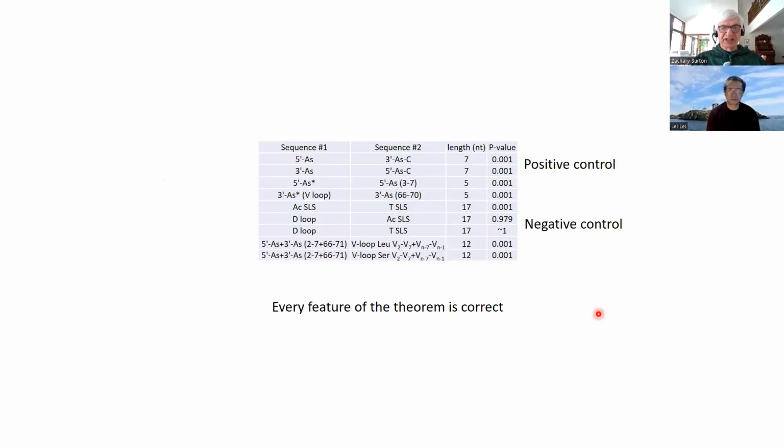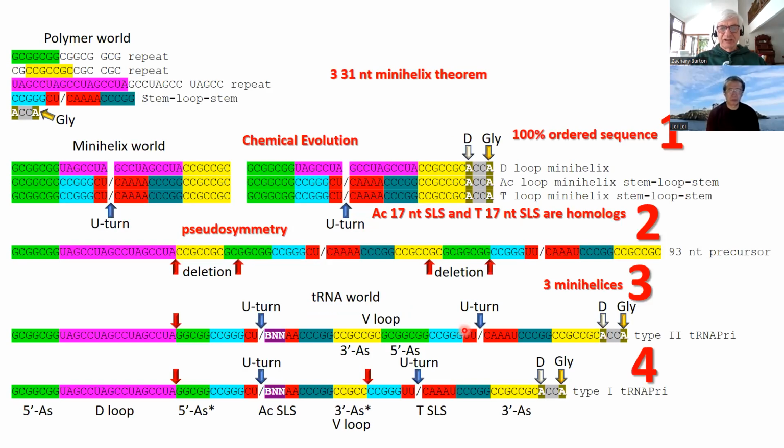And here's a bunch of statistics that says what I just said. So every feature of the theorem is correct and demonstrated by statistical tests without details. All of this is published if people are interested. Okay, so this is the 331 nucleotide mini-helix theorem. So why is it called that? So here are 3 different mini-helices, and tRNA was made out of these 3 mini-helices.